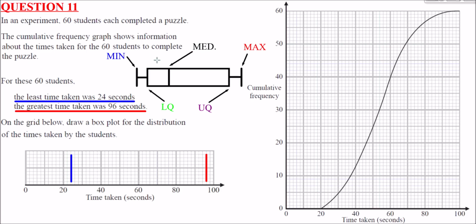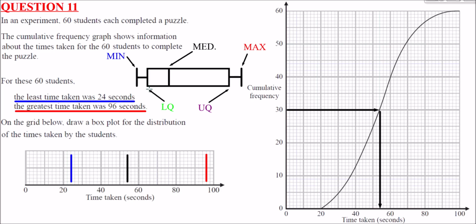So to find the median, we're going to read off at 30 and read down when we hit the curve to read off what the median time was. So across at 30, then read down when we hit the curve. We can see here that that's going to be about 54 seconds. So the middle line, the median, goes at 54.